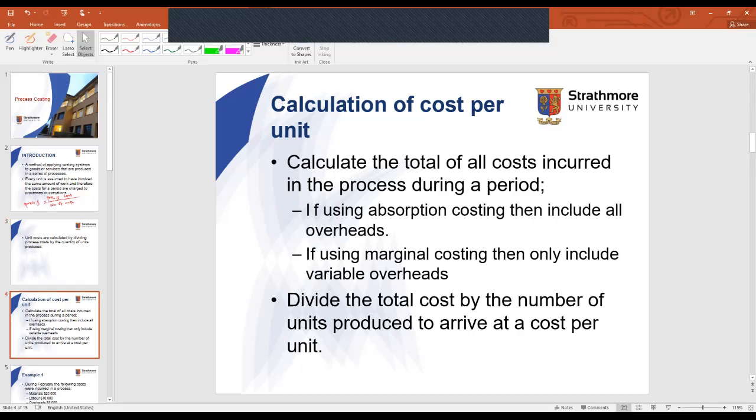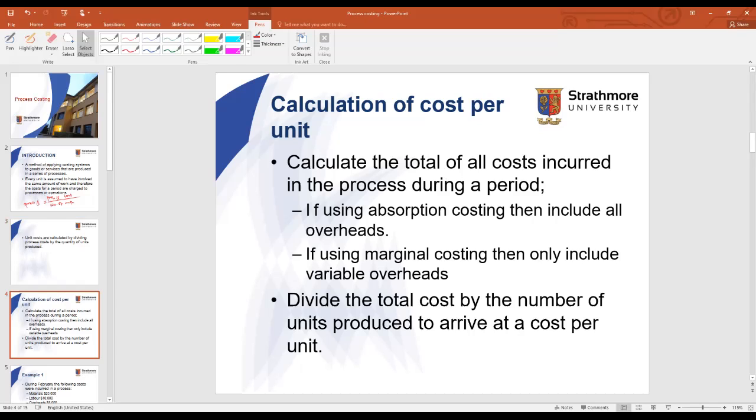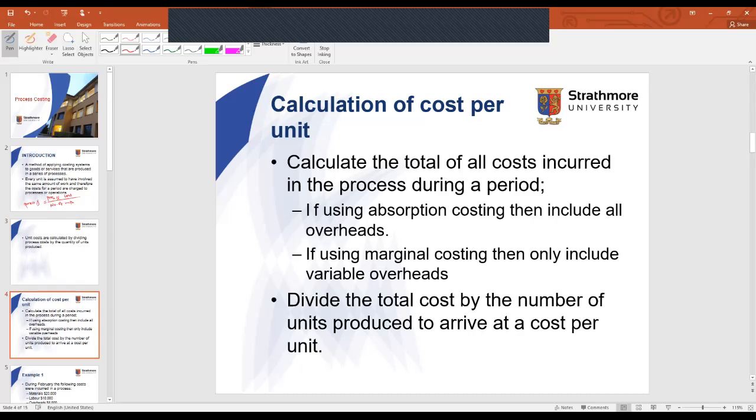When it comes to the calculation of the cost per unit, I think I've done that already. Calculate the total of all costs incurred in the process during the period, and determine what was the cost incurred so far for the entire process: material incurred so far, and overhead that needs to be absorbed into the process. Be careful: if you're using marginal costing, we only include the variable overheads. If it's absorption, then whether variable or fixed, we need to include them when getting the product cost.